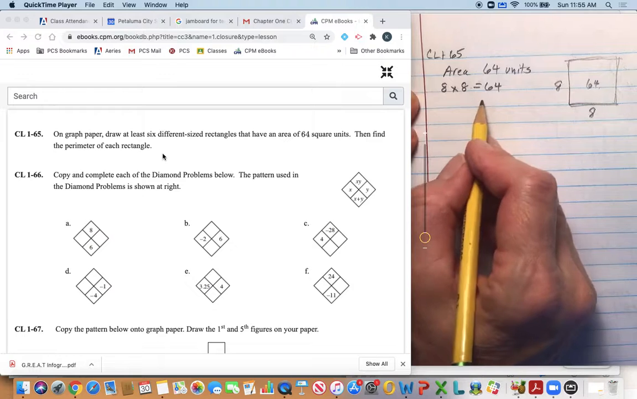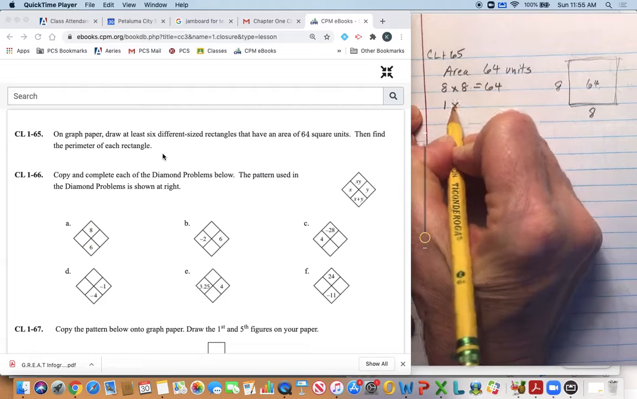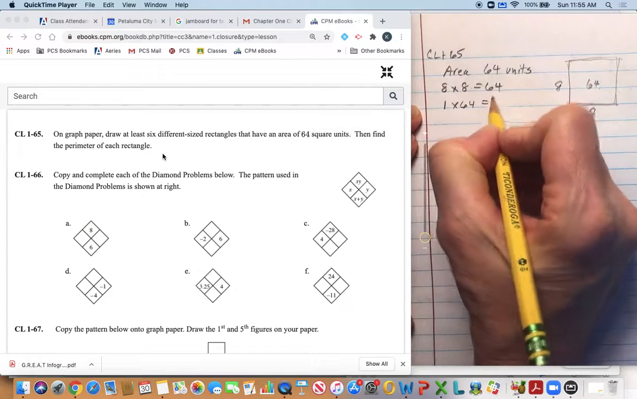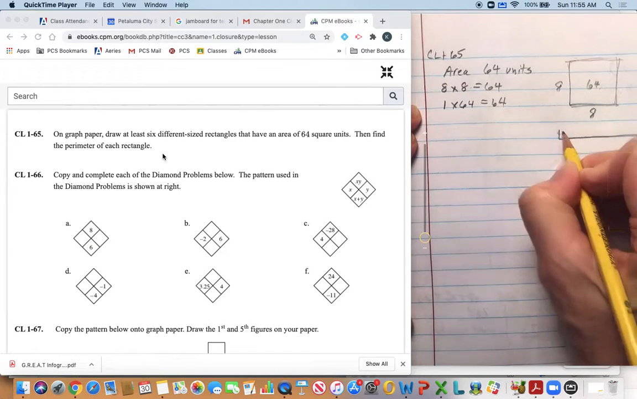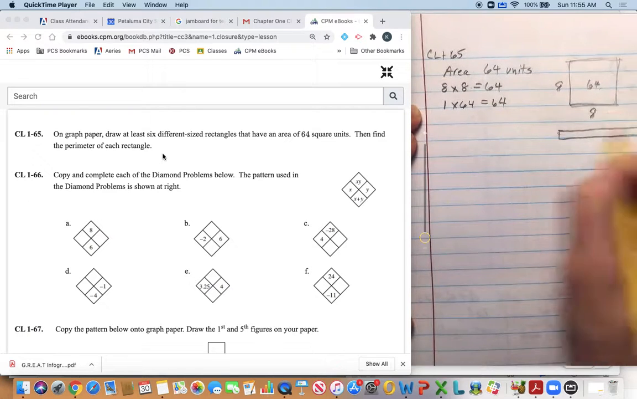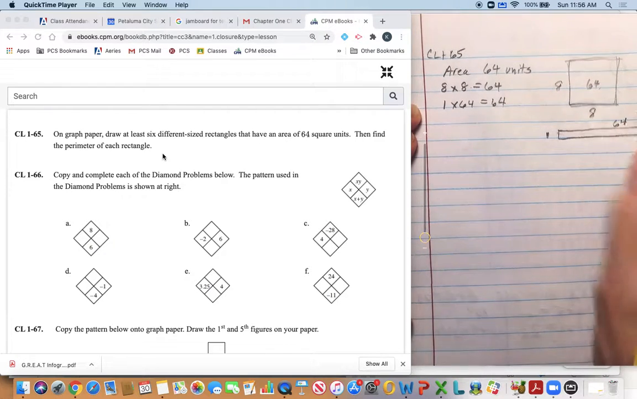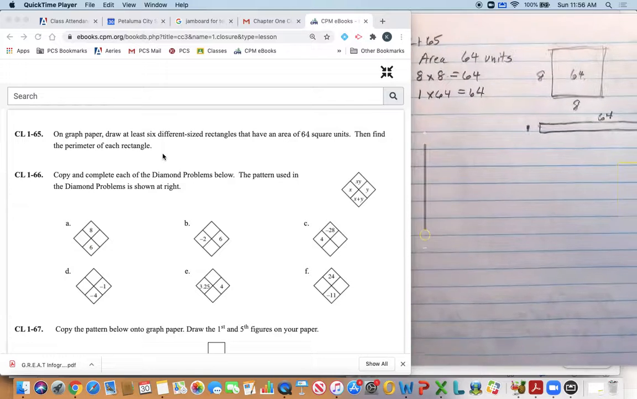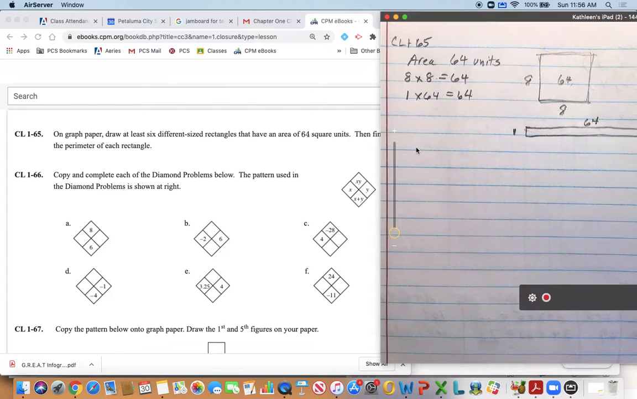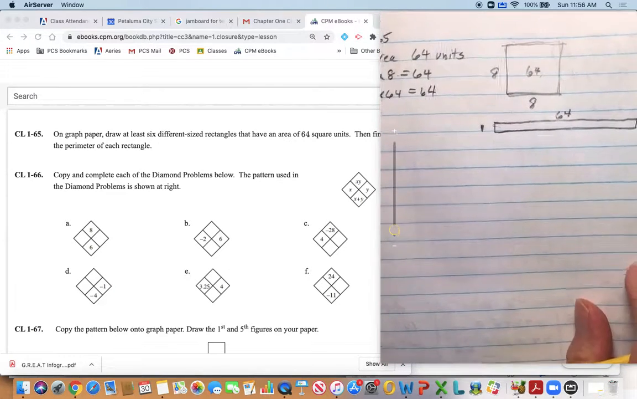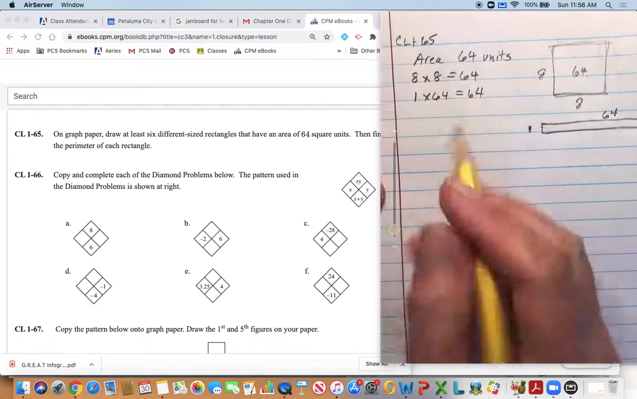Well, let's do this methodically. First of all, I always know that I can do 1 times 64. So I'll do that. 1 times 64 is equal to 64. And I know that's going to be a long, skinny rectangle. And I know they said to draw it on graph paper, but honestly, I'm supposed to count 64 squares. I'm not going to do that because I think that has limited value. So you guys don't have to do it either. Okay, so you can just make a long, skinny rectangle like that, 1 by 64.